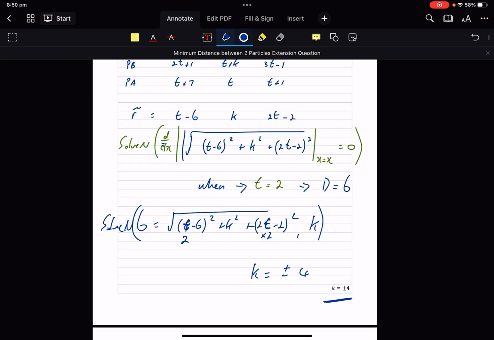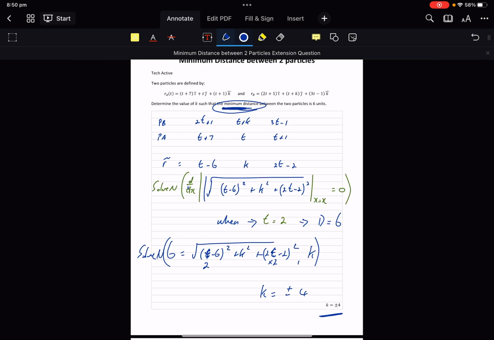So that's a nice CAS active one, because the calculator does all the work. That could be a CAS free. It's not really that hard to do without a calculator. It just takes a bit of extra time. And there you go. That was fun.